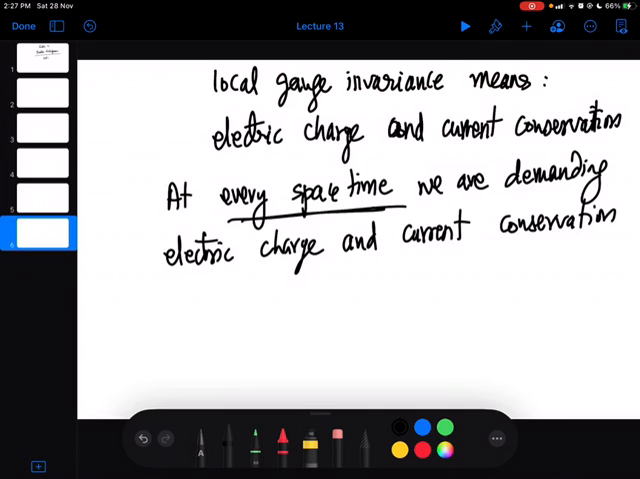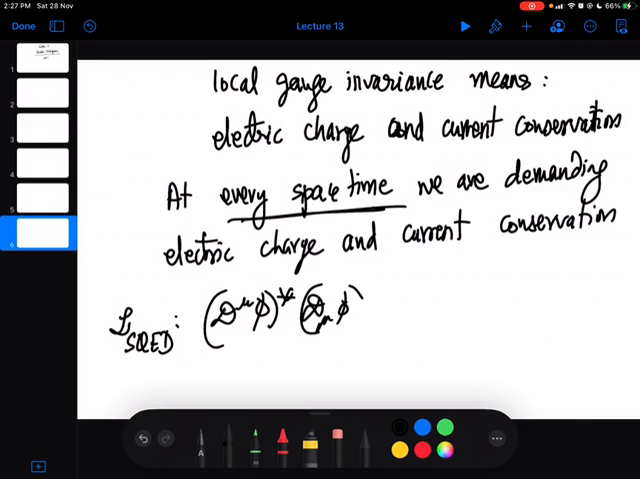Now let's look in more detail at the structure of this particular Lagrangian. I am repeating the same thing in several different ways so that we understand what we are talking about. So L SQED is equal to del mu phi star del mu phi minus m square phi star phi minus 1 by 4 F mu nu F mu nu.